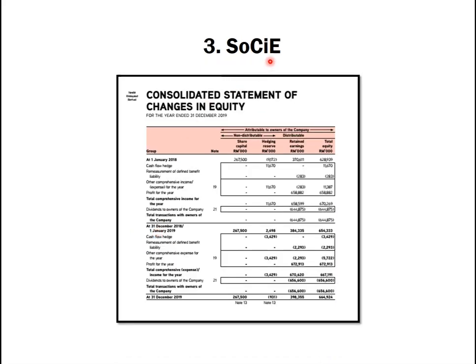Statement of changes in equity. So this statement is actually a movement in reserve comprising the shareholders' equity. As we can see that it's from 1st January until December 2018 and then January 2019 until December 2019. So this is the movement of the reserve for 2 years.